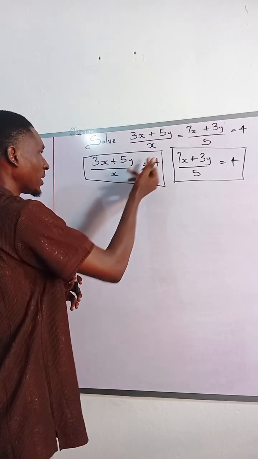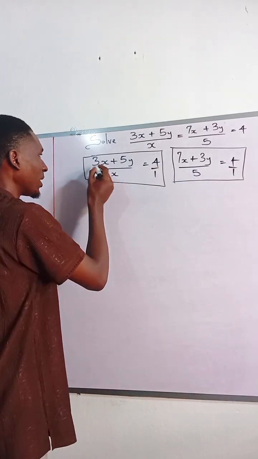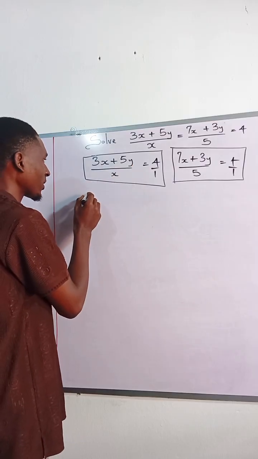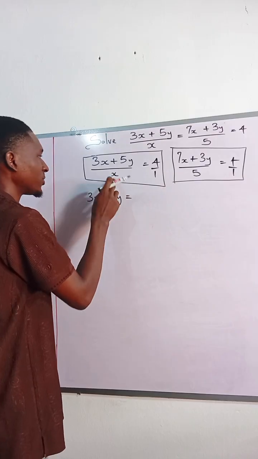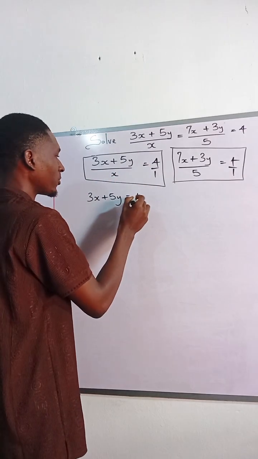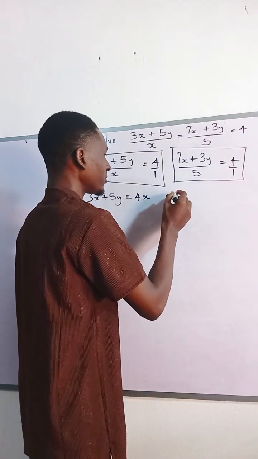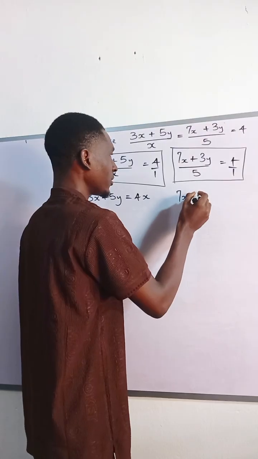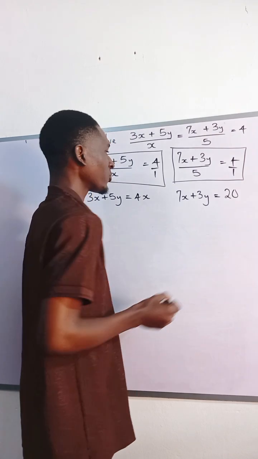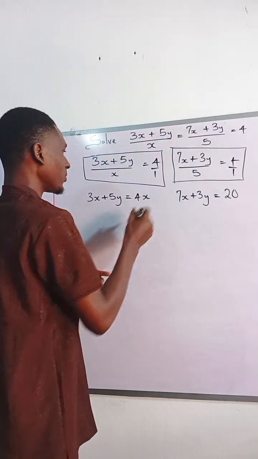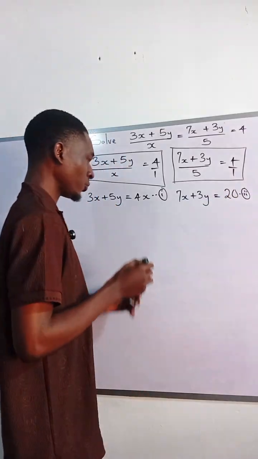Let's cross multiply this over 1 over 1. Here we now have 3x + 5y would be equal to x multiplied by 4, 4x. While here we do the same thing, 7x + 3y equal to 5 times 4, 20. So we now have two equations. We can tag this equation 1 and this equation 2.